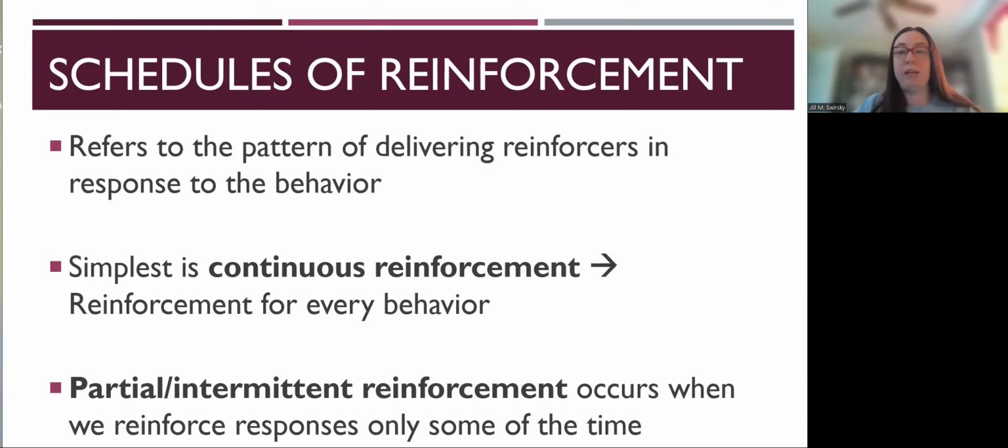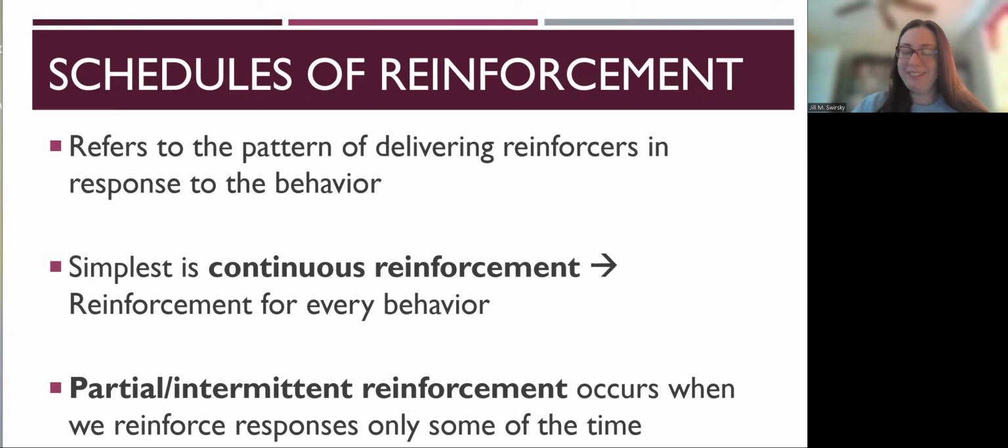With these more intermittent schedules of reinforcement, the behavior is only met with reinforcement some of the time. So instead of giving candy for every correct response, maybe I give one every 10 correct responses or every 10 minutes. Intermittent schedules have some advantages. They can address all of the issues that I just noted with satiation, with sugar overload, with things like that. The downside is that intermittent schedules are much more resistant to extinction.